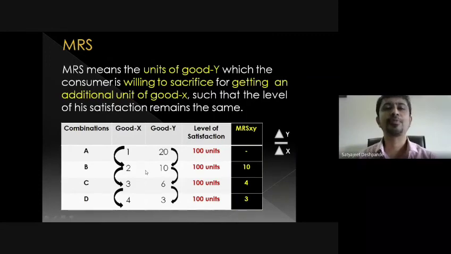So this law is known as the law of diminishing marginal rate of substitution. As the consumer consumes more and more units of good X, his willingness to sacrifice the units of good Y continuously goes on diminishing. So I hope you understood both the concept of MRS and the law of diminishing marginal rate of substitution.